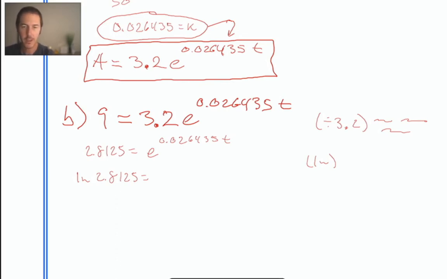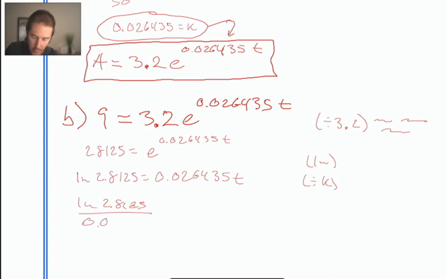Now the natural log and the e on the right-hand side of the equation are going to cancel each other out. I've written that out once in my previous video and once in this video, so I'm going to skip it and go directly to 0.026435t. And now we need to divide both sides by that k value. So divide by k. So we have the natural log of 2.8125 divided by 0.026435 equals t. Nice. Now we're into the calculator.